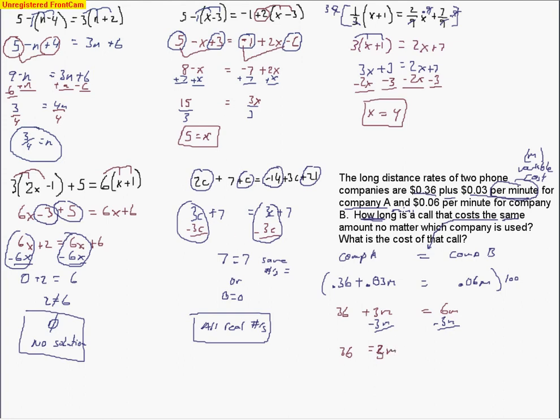And so from that point, all I have to do is divide by this 3. And 3 goes into 36 12 times, so 12 minutes. In 12 minutes they will charge the same. What will that cost be?